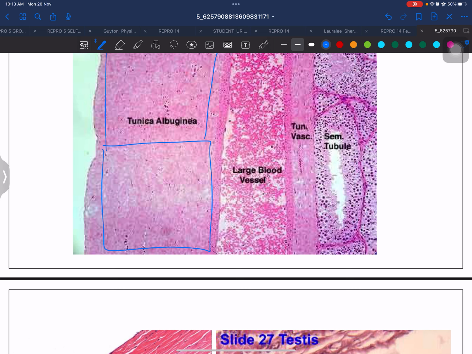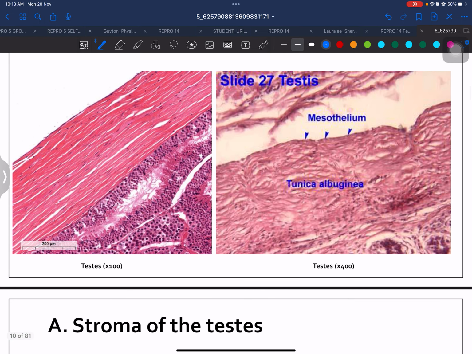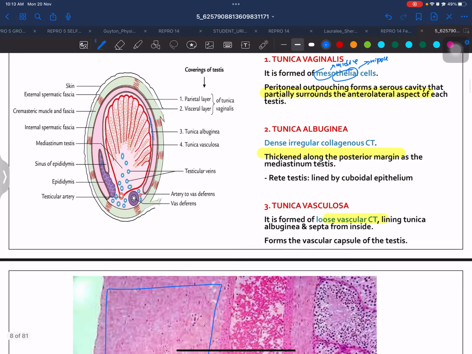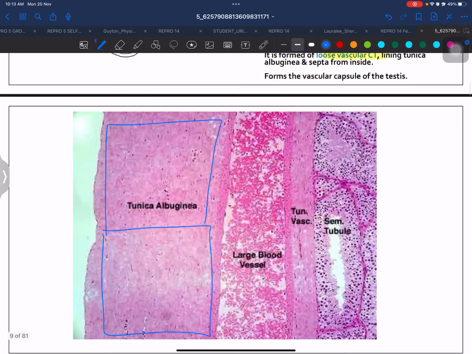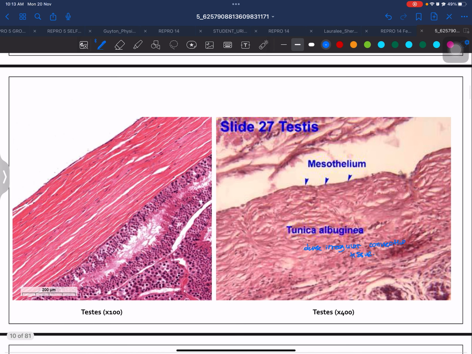Okay, so again, another picture. These are the tunica albuginea. It's a dense, irregular connective tissue. So these are the mesothelium. Mesothelium is what? Tunica vaginalis. Alright, tunica vaginalis, mesothelium. So it's a simple squamous epithelium.